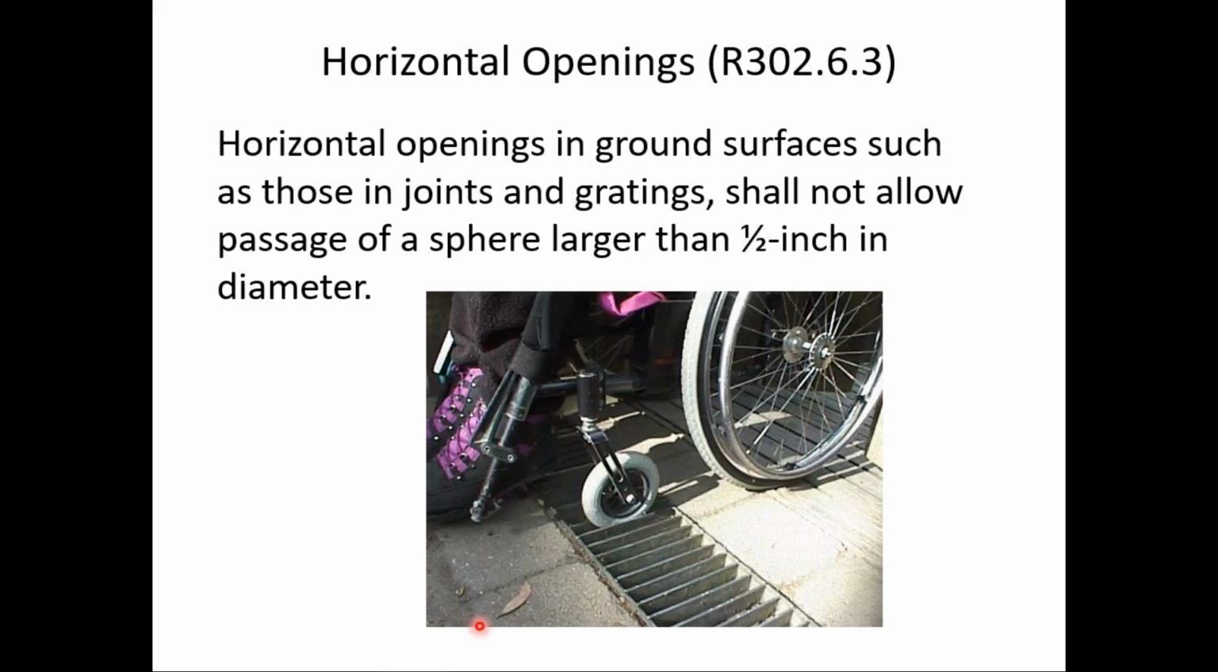And then we need to be attentive to horizontal openings like joints and grates and things like that. They should not allow passage of a sphere larger than a 1/2 inch in diameter. That's what PROWAG says. Notice here the small front wheel of that wheelchair dropped into that grate. The wheelchair can actually get stuck there, or it probably stopped suddenly and could catapult the individual in the chair onto the sidewalk.